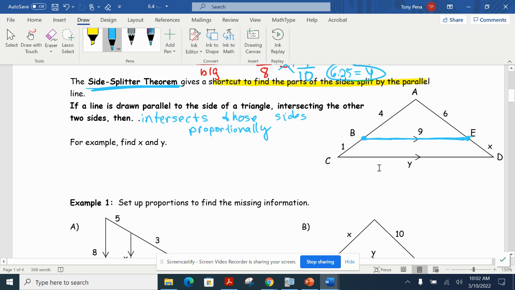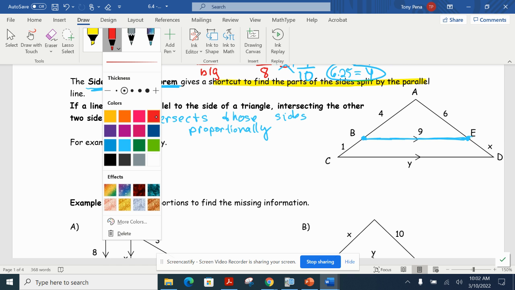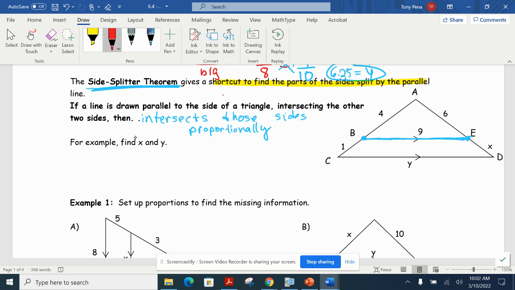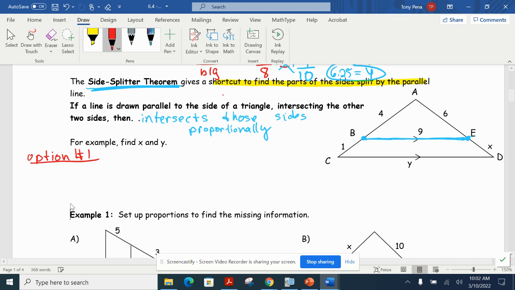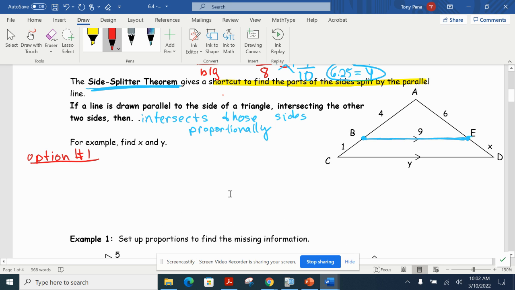All right, what I want you to do with this problem, so we can understand what this means and how it's related to number 1, but this option now gives us a little bit of a shortcut. Underneath where it says finding x and y, write down this little phrase. Put option number 1. Option number one is what we did in the problem above.